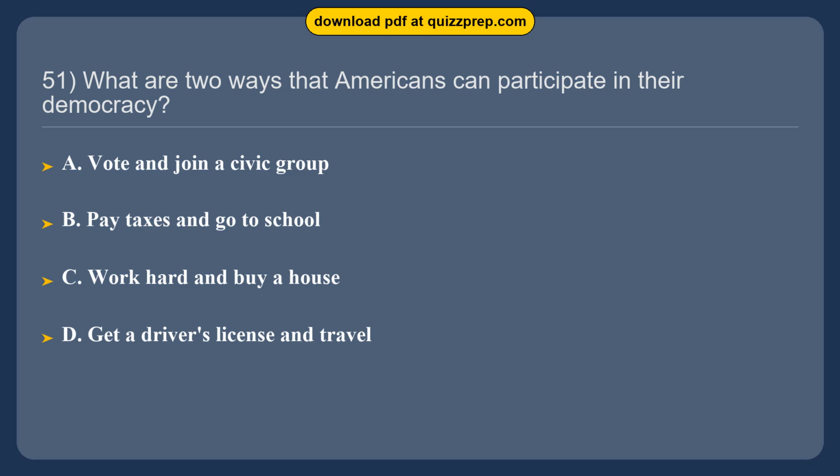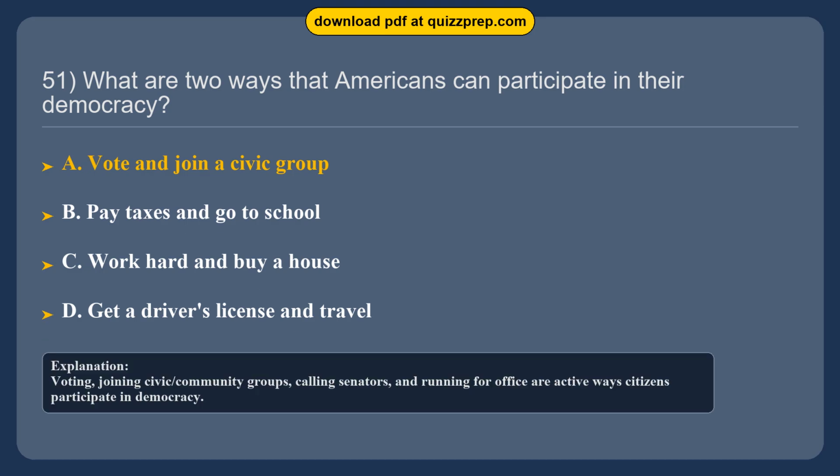Master these at quizcprep.com. Question 51. What are 2 ways that Americans can participate in their democracy? Option A, vote and join a civic group. Option B, pay taxes and go to school. Option C, work hard and buy a house. Option D, get a driver's license and travel. The correct answer is option A, vote and join a civic group. Voting, joining civic/community groups, calling senators, and running for office are active ways citizens participate in democracy.